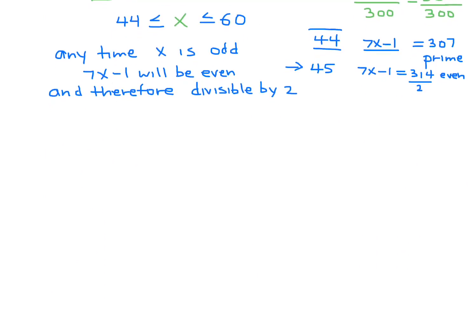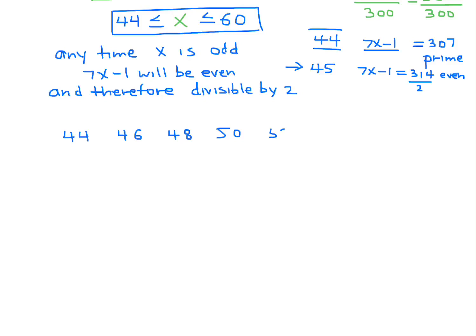So we are therefore left with only the numbers between 44 and 60 that are even. So it's 44, 46, 48, 50, 52, 54, 56, 58, and 60. Not too many of them. That's good news. And we can go through these without too much pain. And we want to figure out 7x minus 1 for each of these. And let's see what we get.